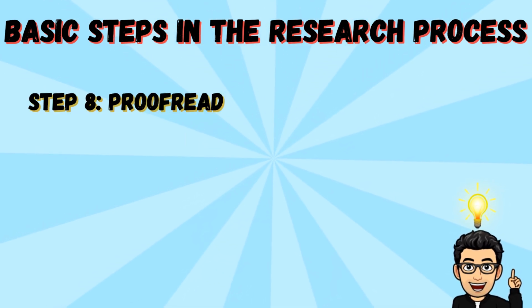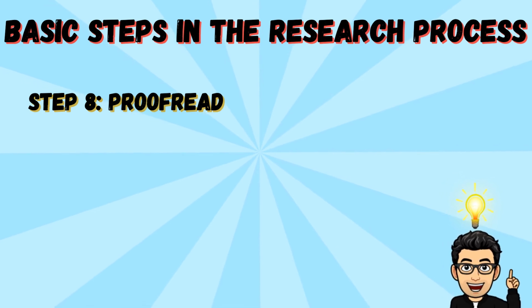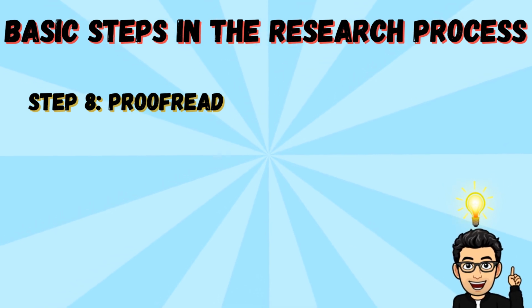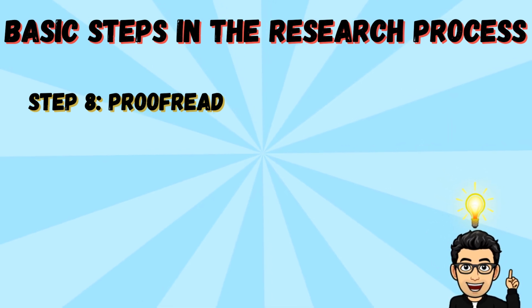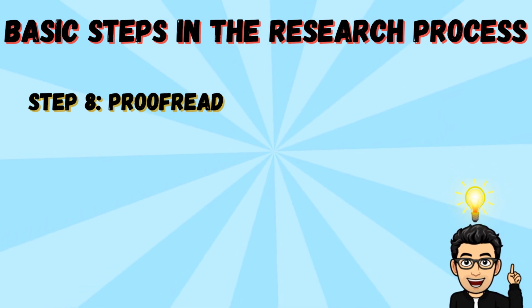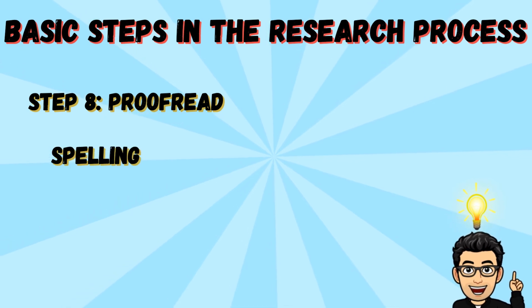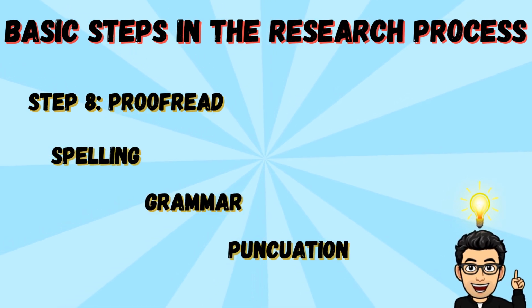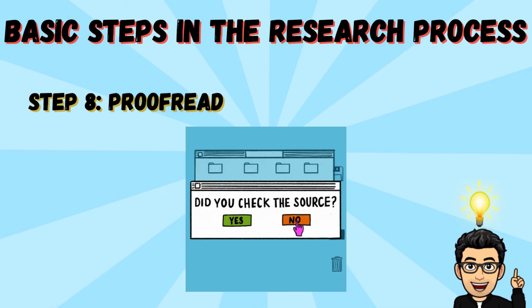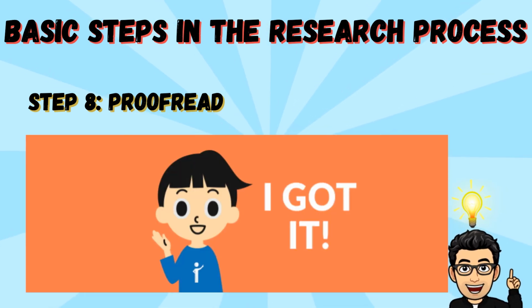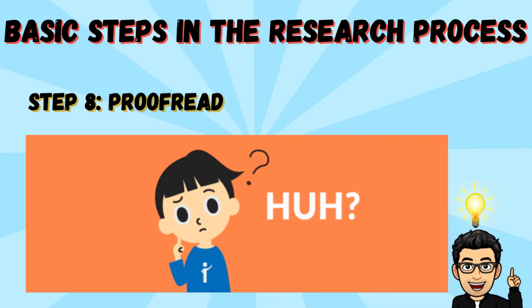The last step is, Step 8, proofread. The final step in the process is to proofread the paper you have created. Read through the text and check for any errors in spelling, grammar, and punctuation. Make sure the sources you used are cited properly. Make sure the message that you want to get across to the reader has been thoroughly stated.